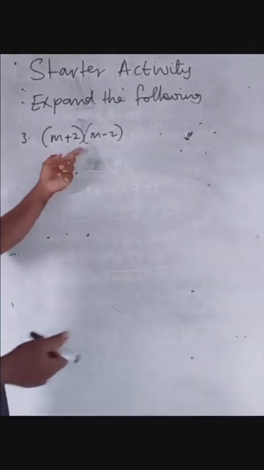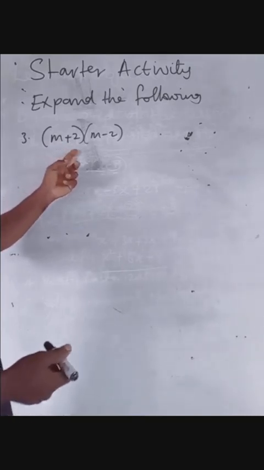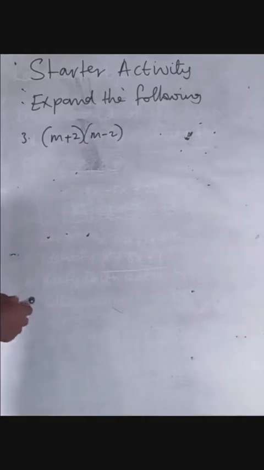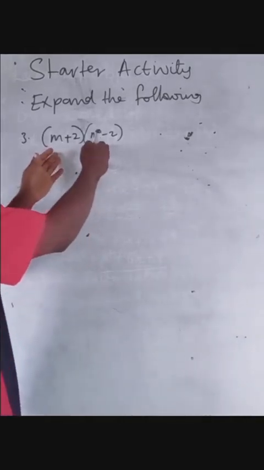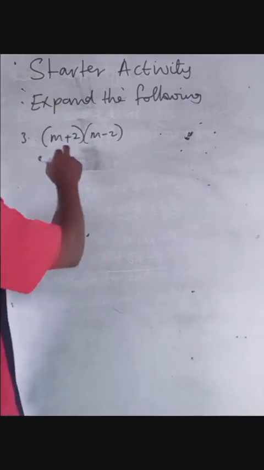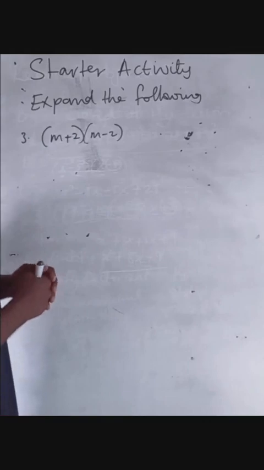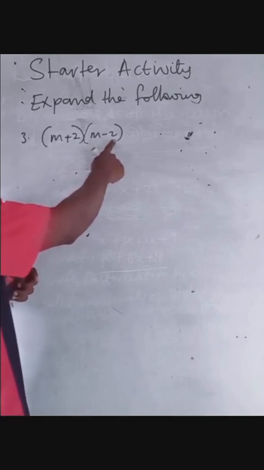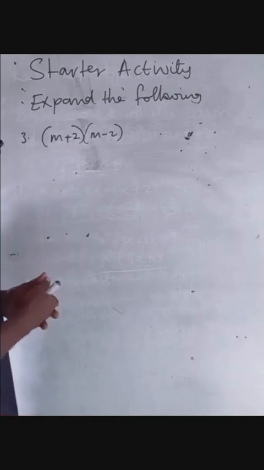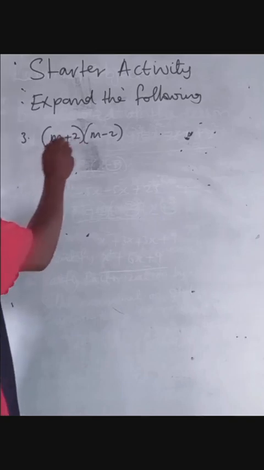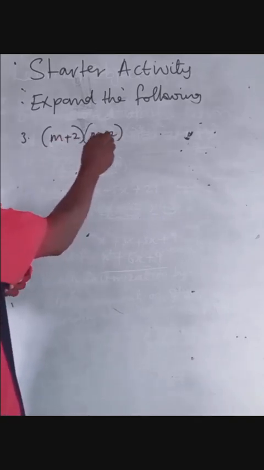Look at this expression, number 3. M plus 2 multiplied by m minus 2. This is different from the two questions we just treated, where the sign was the same for both expressions in the bracket. In this case, we have different signs. We have plus 2 here, we have minus 2 here. We are still going to use the expansion method. We multiply each term in this bracket with each term in this bracket.